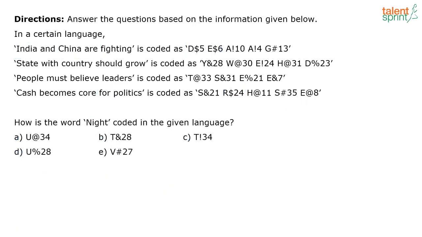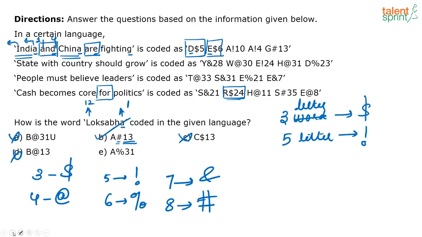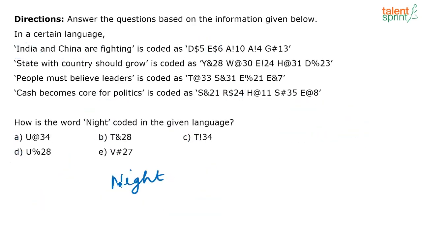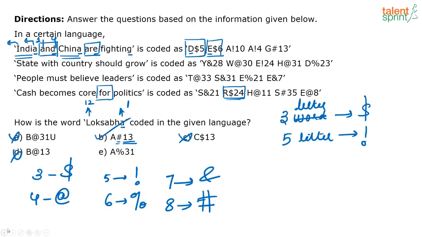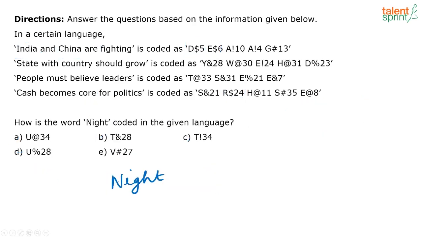Next one. How is the word night coded in the given language? So the word is night, so what should you do? From the previous question, what did we get? We found out that night has how many letters in it? 1, 2, 3, 4, 5 letters. So if there are 5 letters, what is the symbol that is used? 5 letters means exclamation is used. So in your answer you should have an exclamation.